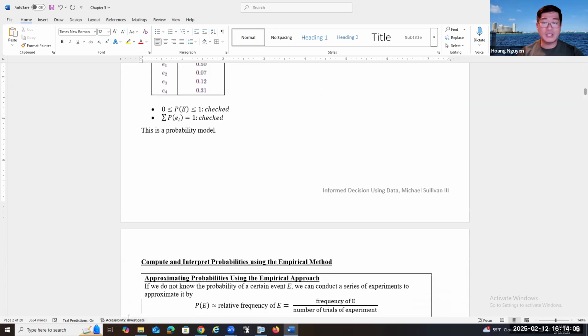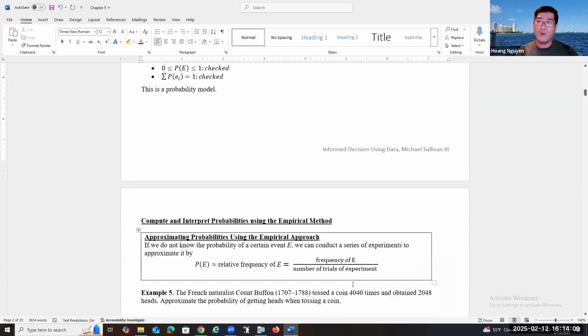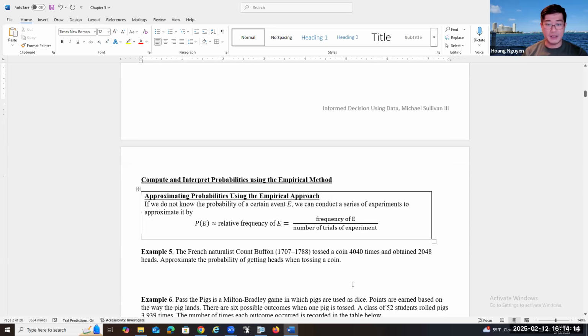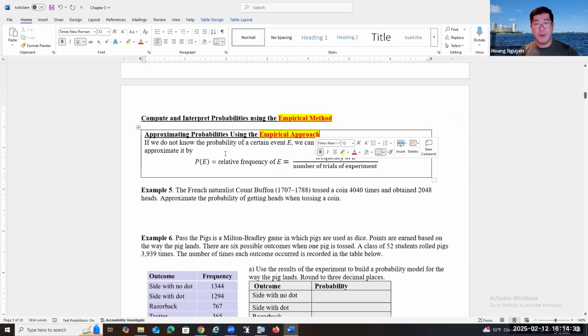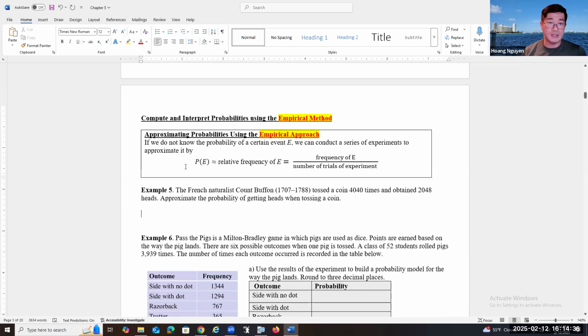Now we're gonna move on to the big ideas of this section, which is the calculation of probability. So what are the different methods that we might use to calculate the probability? So the first option, we can use the empirical approach. Approximating the probability using empirical methods. Okay. So what's the idea of the empirical approach to calculate the probabilities?